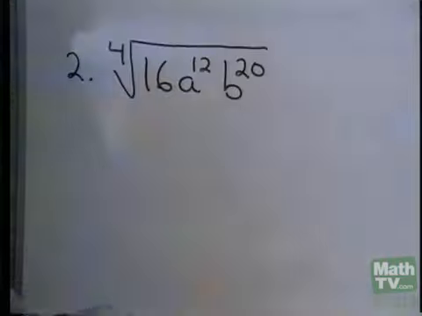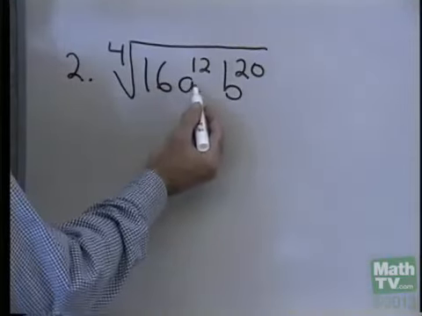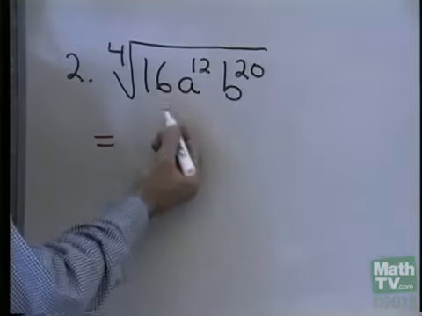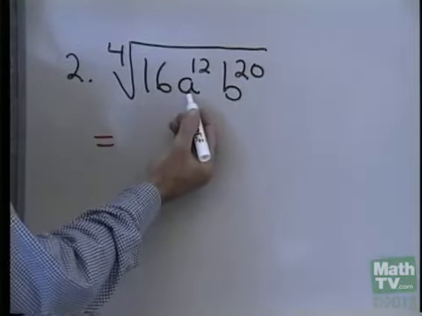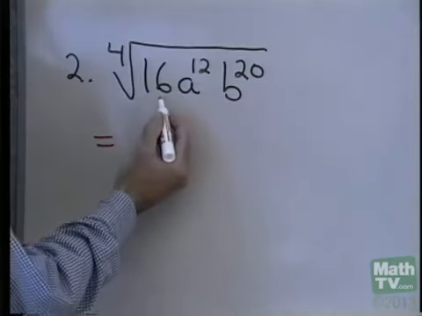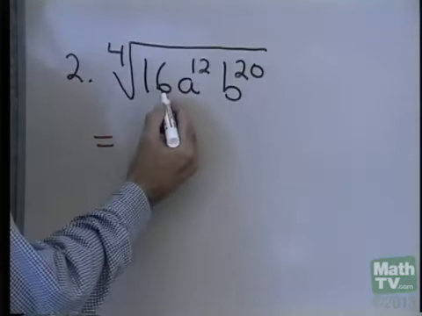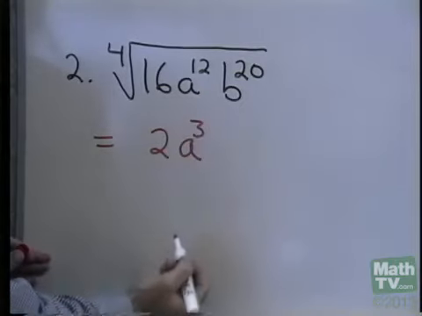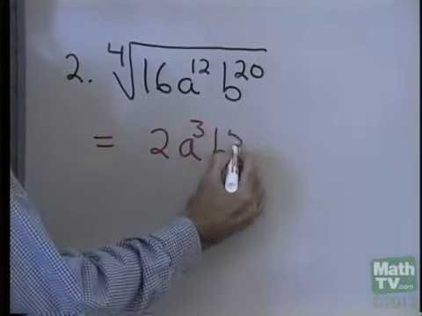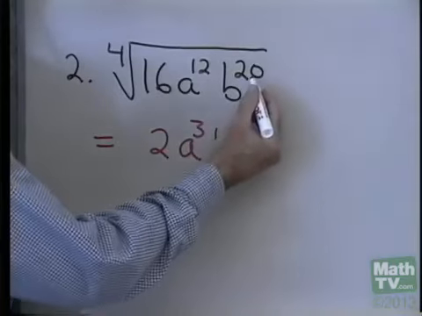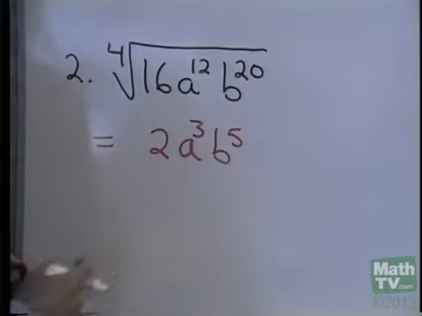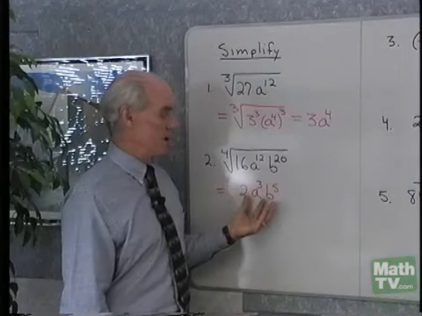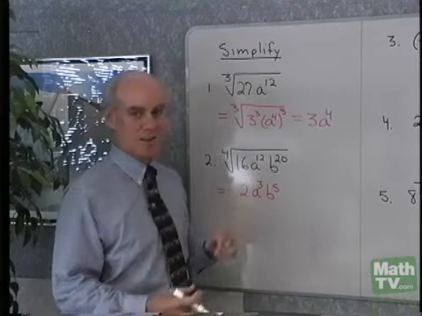Here's our next problem. 4th root of 16a to the 12th b to the 20th. I'm looking for the expression I raise to the 4th power to get 16a to the 12th b to the 20th. So I know if I take 2 to the 4th, I'll get 16. A to the 3rd to the 4th will give me a to the 12th, and b to the 5th raised to the 4th power will give me b to the 20th. So here I've skipped that second step, and I'm just writing down the 4th root of this expression right here. It's the expression that I raised to the 4th power to get what's inside here.